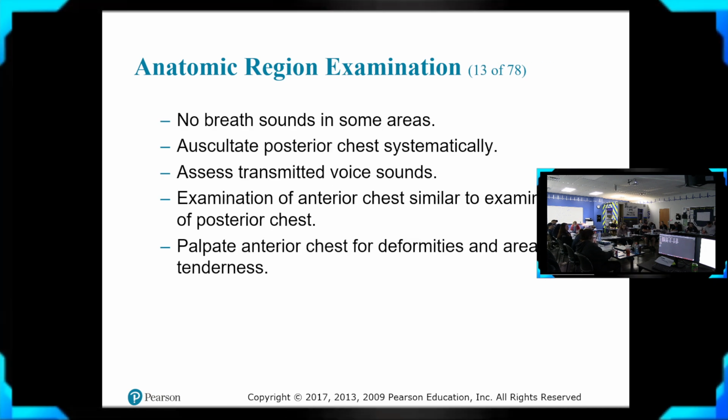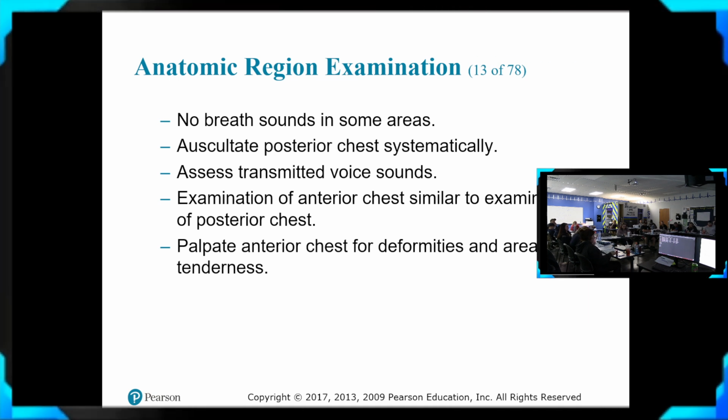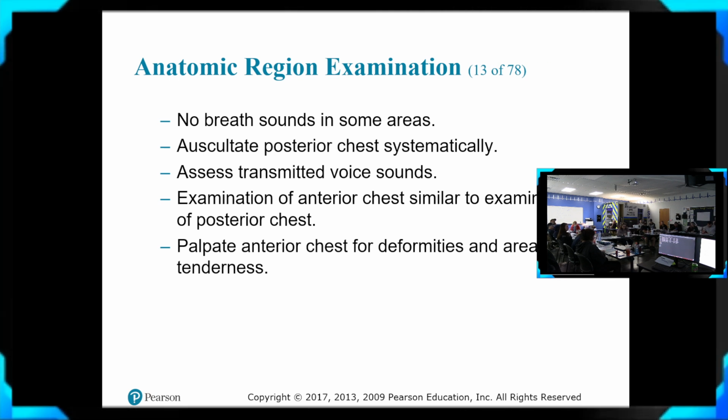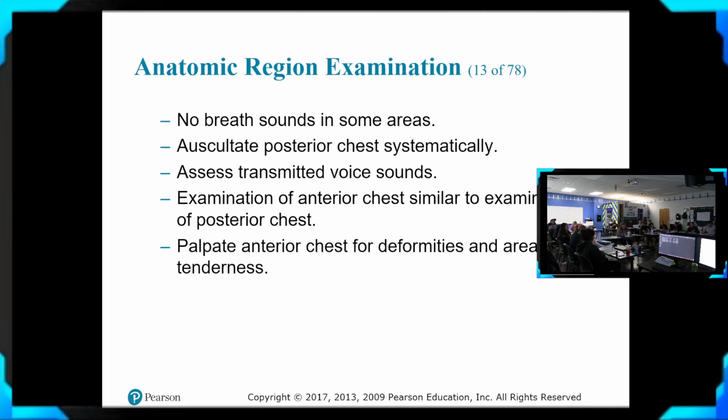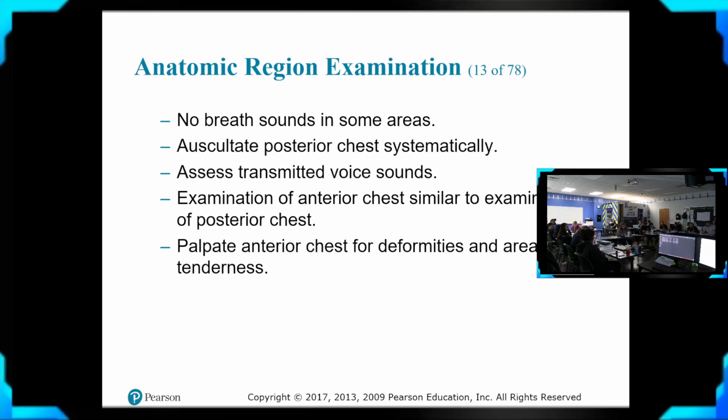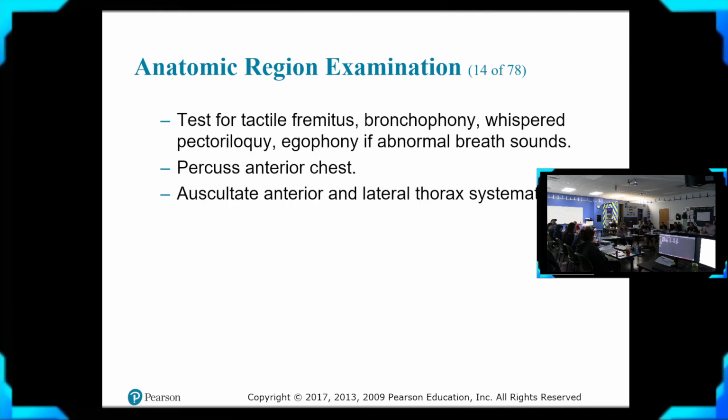We know you can have no breath sounds in some areas or diminished breath sounds in some areas, and that's where we gain our treatment direction of what we're trying to address. Listen to the front and the posterior side systematically. Do it in the same order every time. Examine the anterior chest and the posterior chest, and obviously look for any type of deformity.